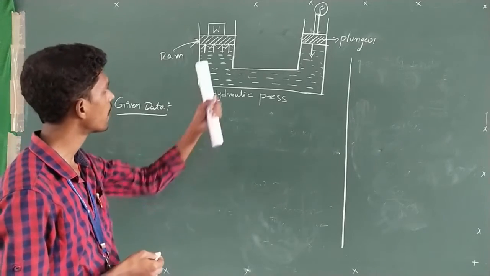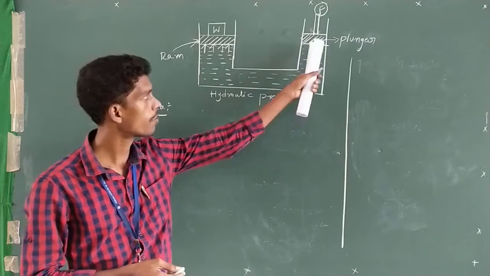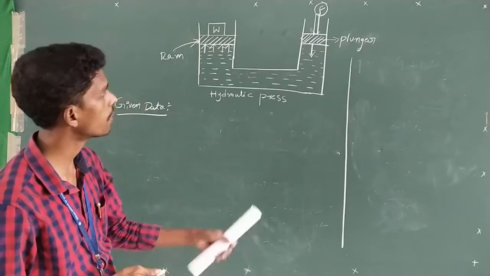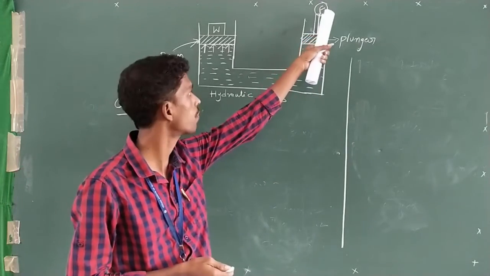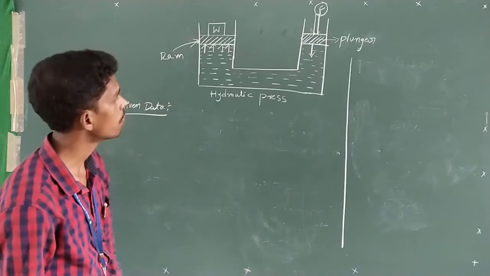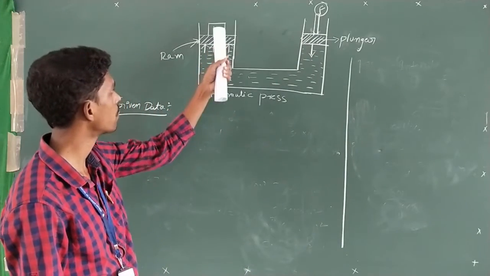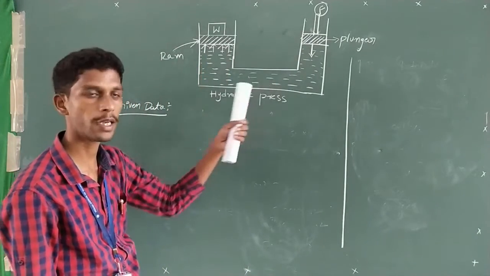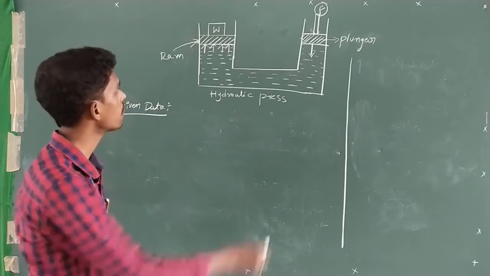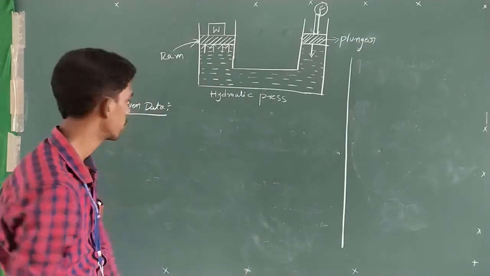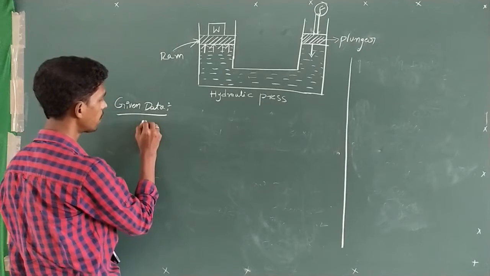He has given the diameter of the ram, the diameter of the plunger, and the force at this end. We have to calculate this weight, that is, how much weight this particular hydraulic press can lift. So write out the given data.